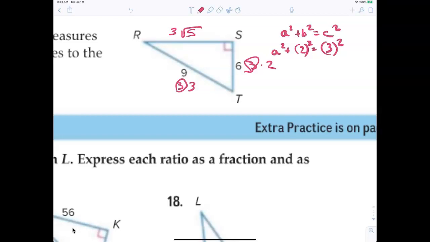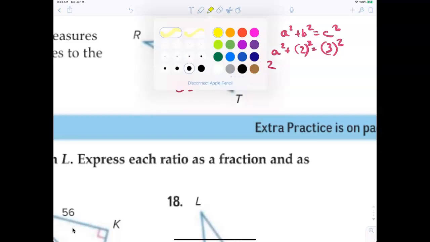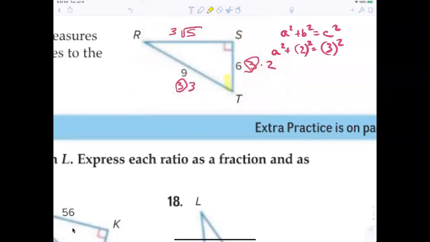Everybody okay with that? Well, what's radical 45? Brilliant. All right, now I'm missing angle T. So now someone explain to me how I can find angle T. Go, Parker.